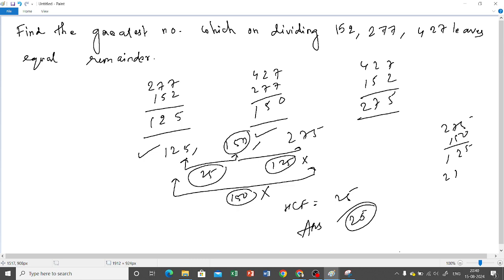Did you understand, Ishika? Yes, sir. Okay, let us do the next one. Supratim, did you understand? Yes, sir. Okay, let's move on to the next one.